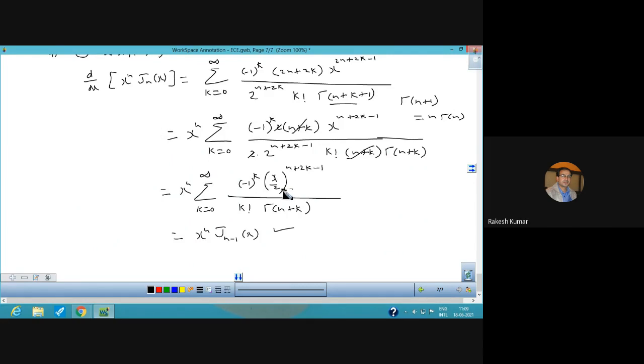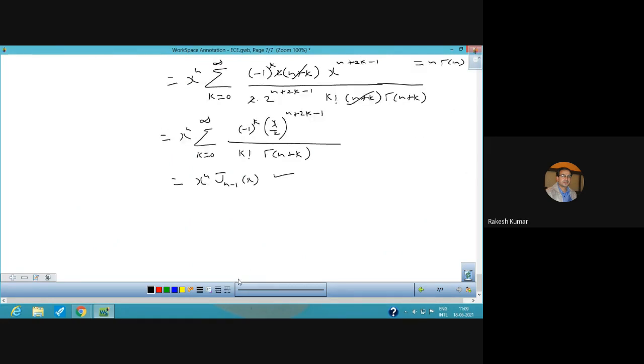With the help of this, we can also find out another formula. And the second formula for the recurrence is d/dx of x raised to power minus n J_n(x), and that will be x raised to power minus n negative J_{n+1}(x). Now this is the second recurrence formula we can prove.